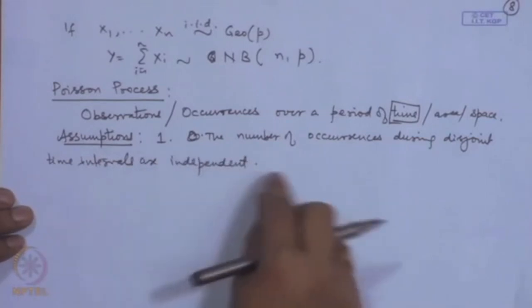Now, when we change the time to area, then over different geographical regions they will be independent, or if we are observing over space, then over the different regions of space they will be independent. So, when we say time, it means that suppose we are observing the number of traffic accidents occurring.